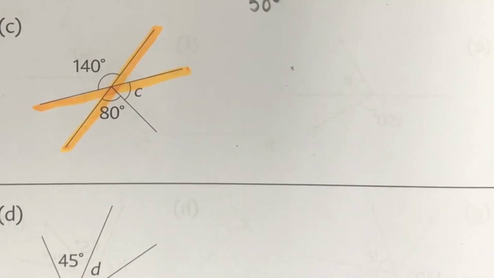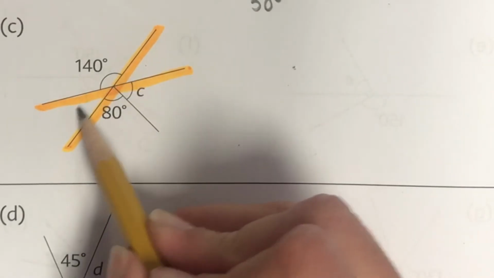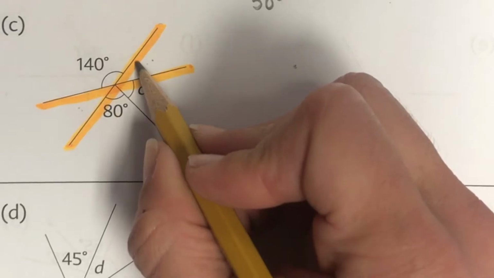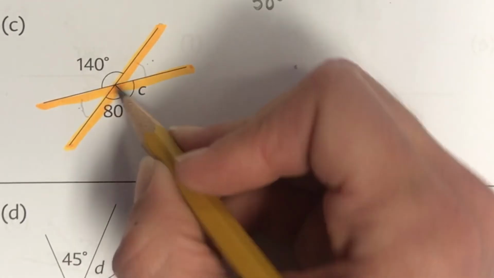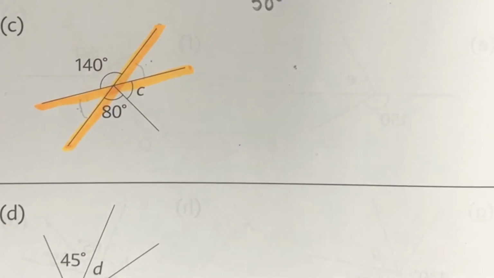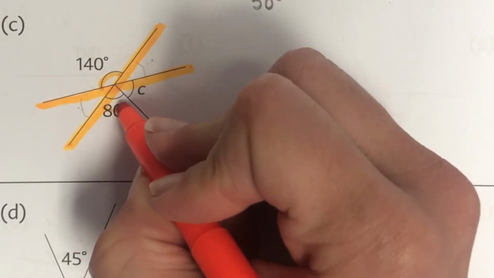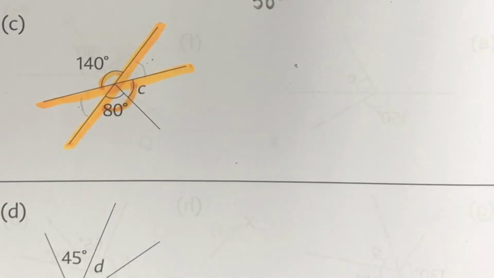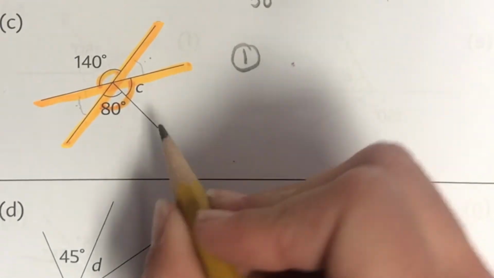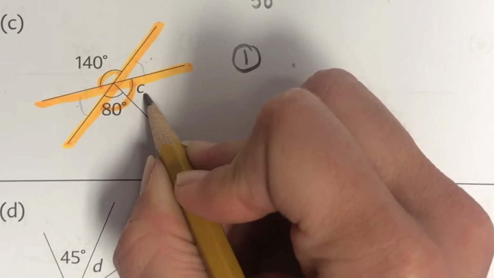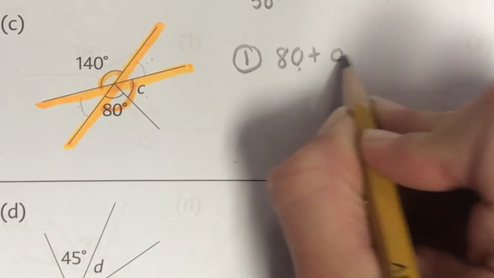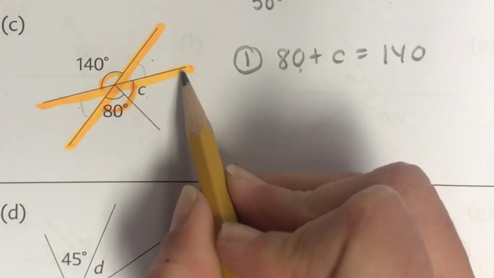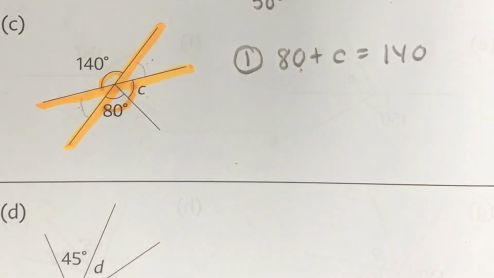I know that vertically opposite angles in intersecting lines are equal. That means that this angle and this angle are equal, and it means that this angle here and this whole angle on this side also are the same. So I can solve this in one step. I know that 80 plus C here equals 140 degrees. This is 140 degrees, and this is the vertically opposite angle, which is the same.